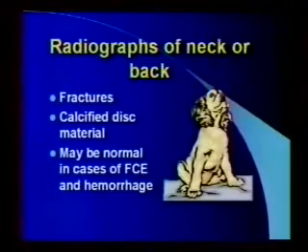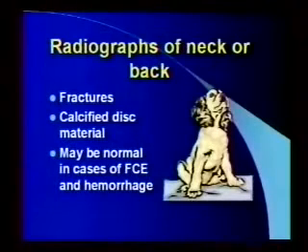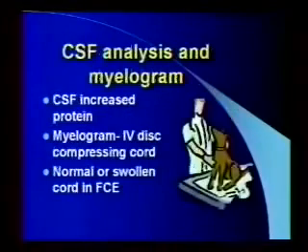Of course, the radiographs of the neck and back can show fractures. They can show calcified disc material. They may be normal in cases of fibrocartilaginous embolism or hemorrhage because there's nothing to see. Every once in a while, they're normal in intervertebral disc disease as well. So we usually have to do a CSF analysis and a myelogram. The specialist that you're going to send them to will probably be doing this, and so you need to know what's going to be done because you explain it to the client.